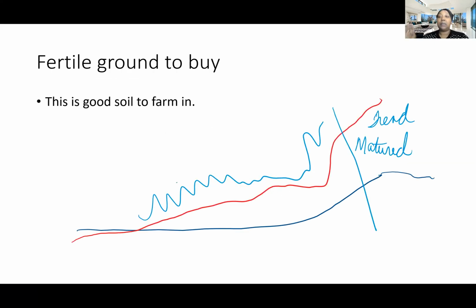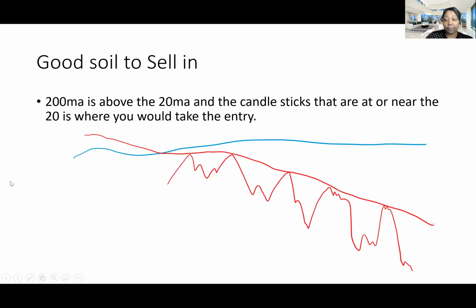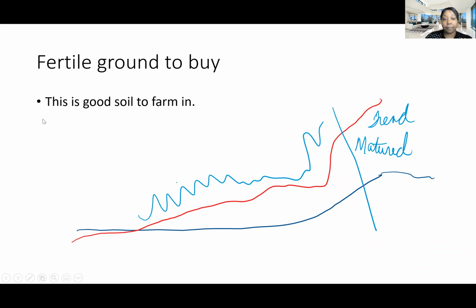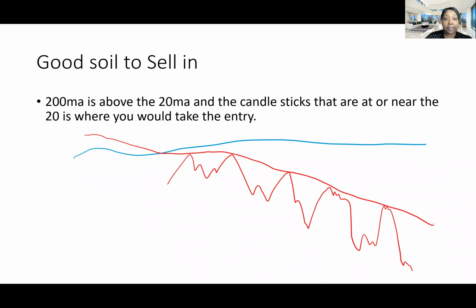So here's another look. Fertile ground to buy. The 200, the 20, and the candlesticks are above. Okay, and that large gap, that means the trend has matured. That's not where you're making your moves, okay? I know this is repetition, but learning is definitely a repetitious process.